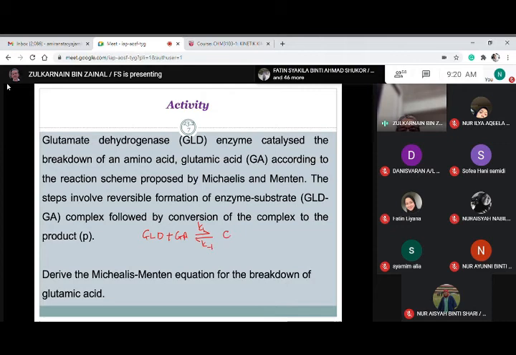So you have GLD, GA, and then after that GLD, GA will form the product, like SP, and then there you get back the enzyme, which is GLD.